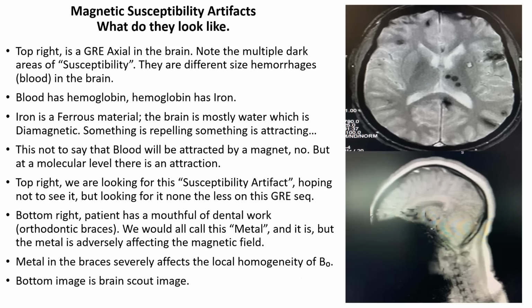So different sequences are going to react to this magnetic susceptibility worse. These two happen to be gradient echo. This is a gradient echo in the brain. This is just a scout view. These are the worst for seeing the magnetic susceptibility differences because of the sequence.